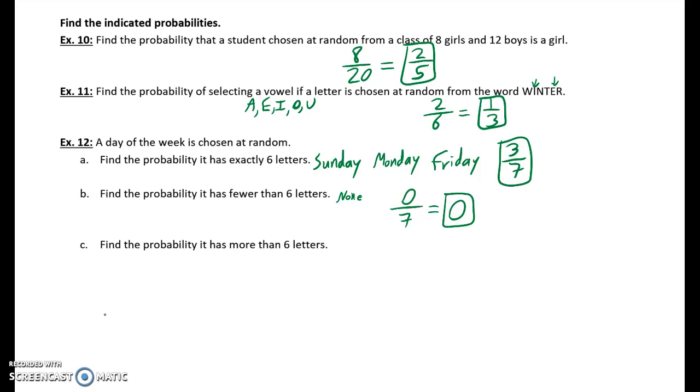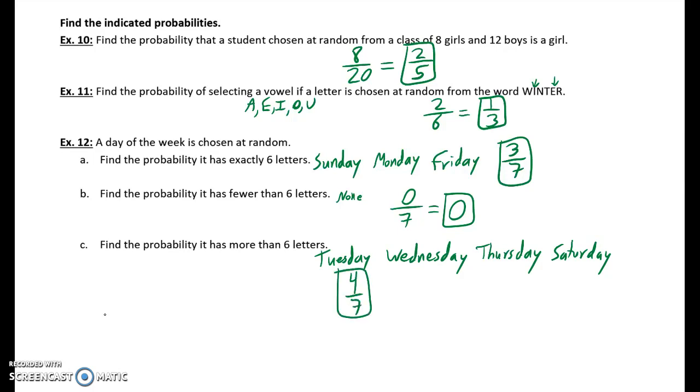That's an important thing. What's the probability it has more than 6 letters? Well, how many days have more than 6 letters? That would be Tuesday, which has 7. There's Wednesday, which has 9. There's Thursday, which has 8. And there's Saturday, which also has 8. Okay? So there are 4 out of 7 days of the week that have more than 6 letters.